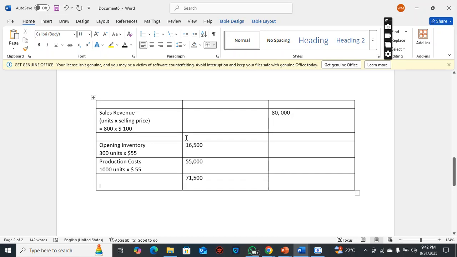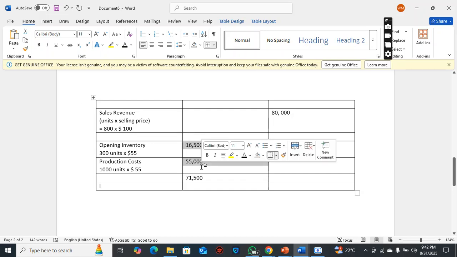I'm adding these two figures. You're welcome.